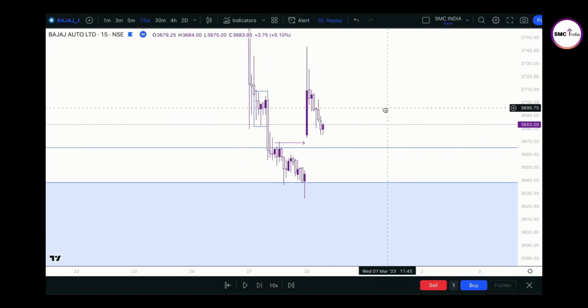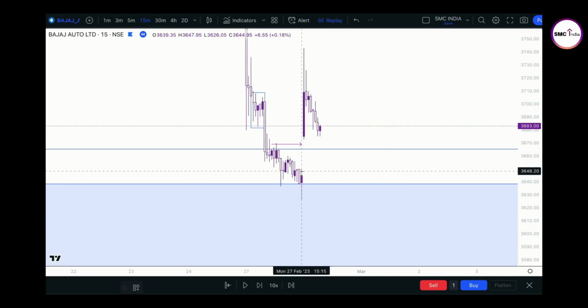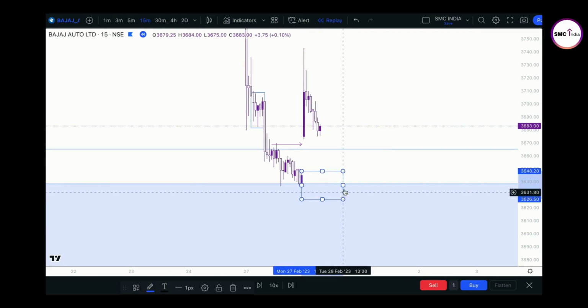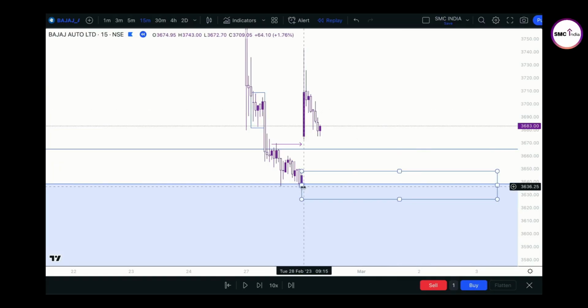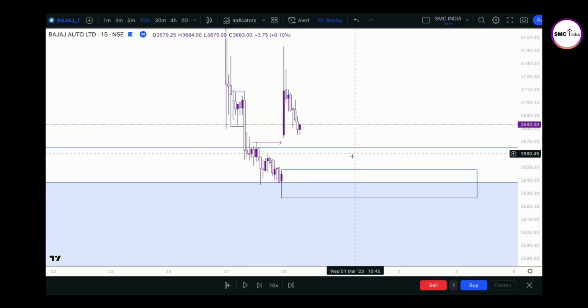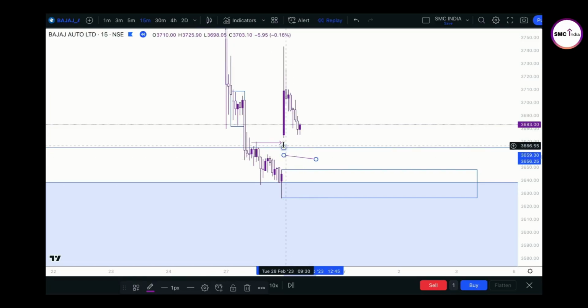So as a SMC trader, you target this order block because this is a doji candle. Yes, there is body, but the wicks are huge. So you target this candle as a valid order block, and there is imbalance which is to be filled here. That is the gaps up here.